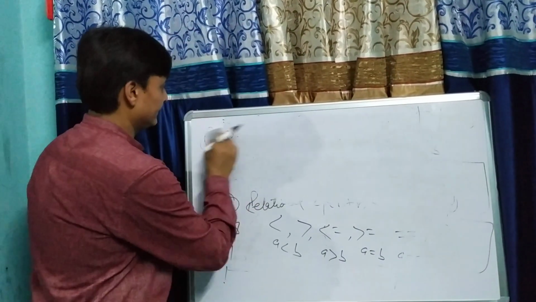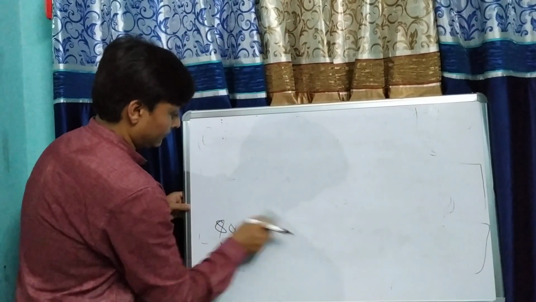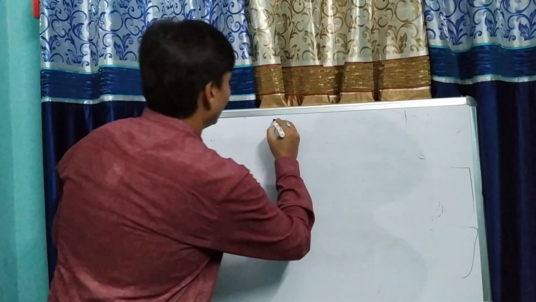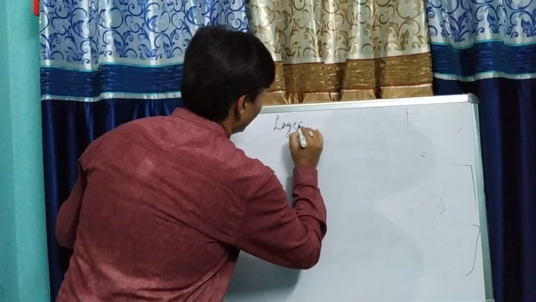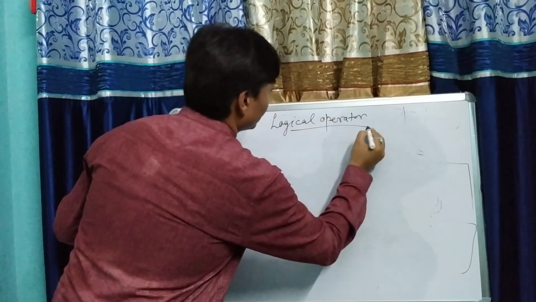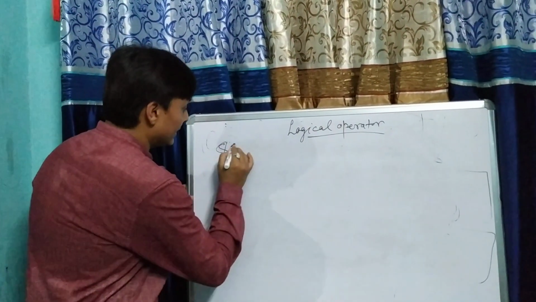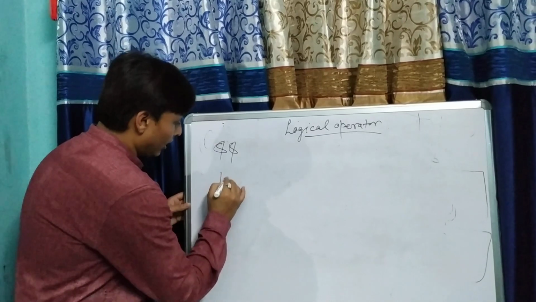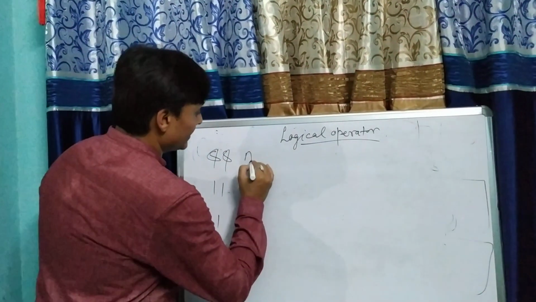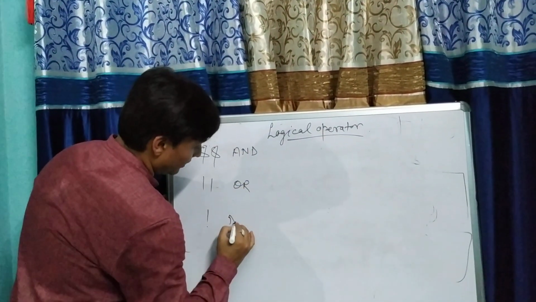Just pay attention. We are having logical operators, also called bitwise operators. In logical operators, we will go with the AND operator, OR operator, and NOT. This is called AND, this is called OR, and this is called NOT.